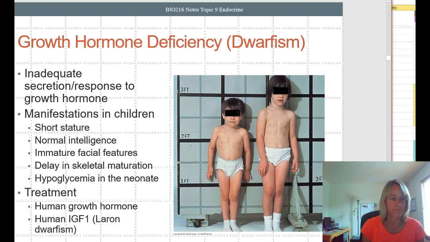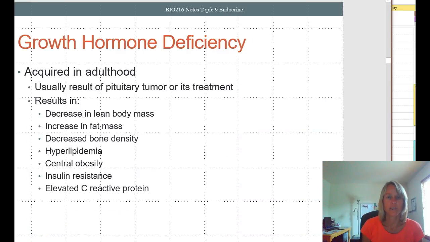Ideally, you want to catch this early so that you can treat with these hormones before puberty and the growth plates close. Okay, if we have a growth hormone deficiency acquired in adulthood, this is not going to result in short stature because the long bone growth has already occurred. So this can result in a decrease in lean body mass and an increase in fat mass and hyperlipidemia, a decrease in bone density, and insulin resistance. And this is usually the result of a pituitary tumor or the treatment for a pituitary tumor.